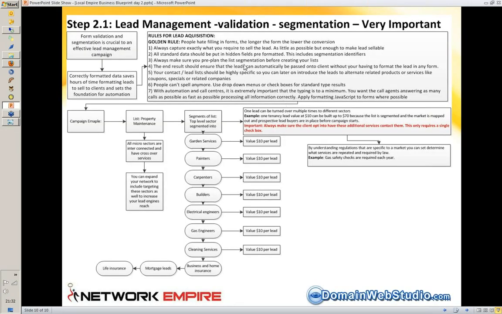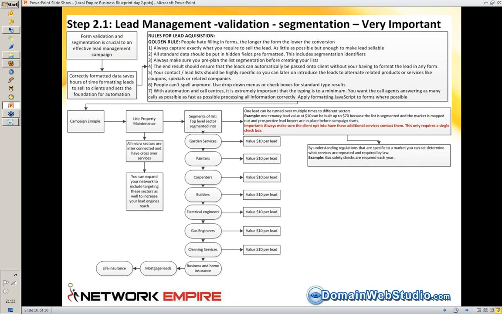So the next thing you want to do is, when you pre-plan your list segmentation before you create a list, the end result should be that you ensure the leads can automatically be passed onto the client without you having to format the lead in any of the forms. So what you want is the guy hits your website, fills in the form, presses submit, it goes to Aweber. You're going to use Aweber or whatever email service you're using to actually track the lead, and that lead's automatically going to get redirected to the person. If they've got SMS service, you then want to connect that SMS number to that list.